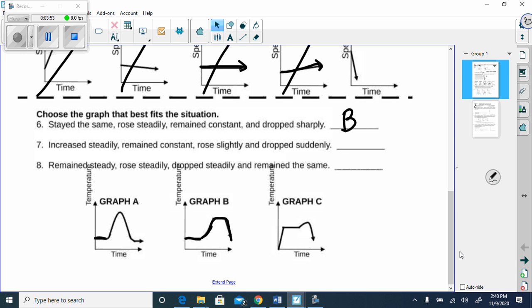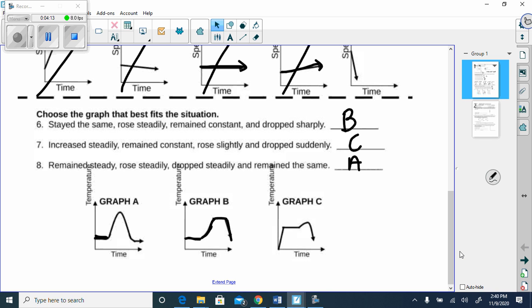All right, number 7 says it increases steadily. Well, can that be A? No. No, because that's flat, right? So it must be, so it has to be A. But it does show that. Remain constant, steady rose, steadily drops.